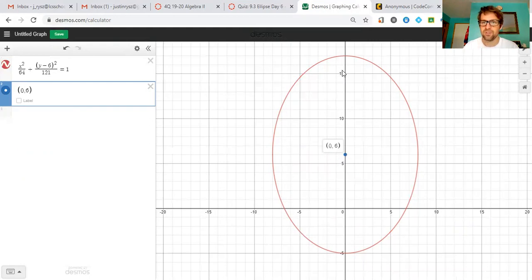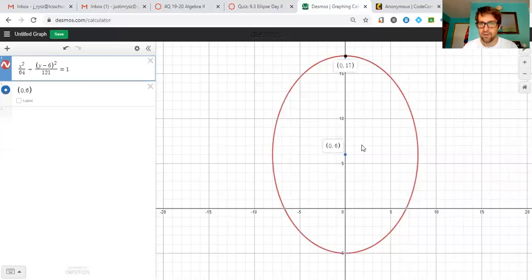Now, the major axis vertices are the points that are further away. So vertices can be up and down, or they can be left and right, but in this case it's up and down because the points are further away. Now I can click on it and it tells me it's at 0, 17. Actually that might just be the y-intercepts, but we can see that's the max. And remember what we said, if the distance is 11 from the center, well, 0 doesn't change, but 6 plus 11 is 17. Also going the other way, it would be -5.